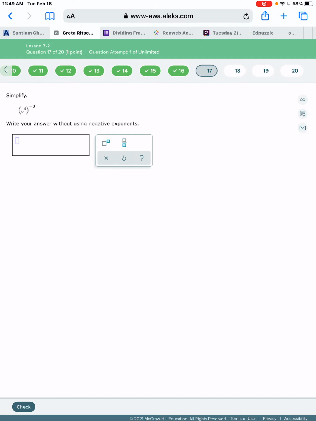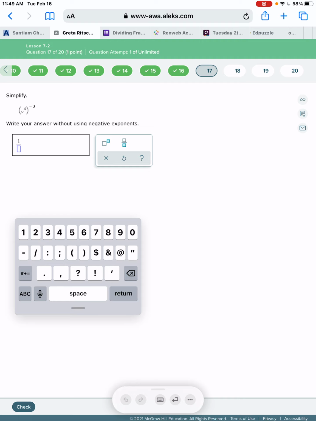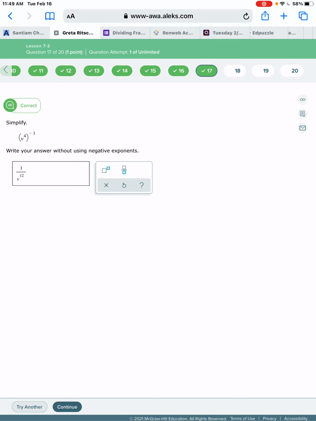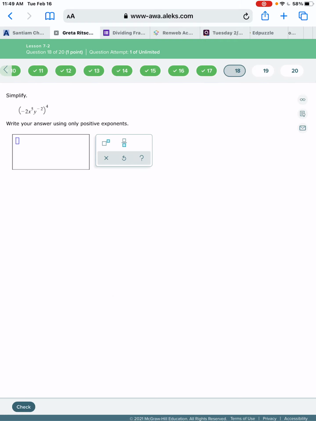All right, v to the 4th to the negative 3. We are going to multiply those numbers to get v to the negative 12. v to the negative 12 is the same as 1 over v to the 12th. We're just going to put him down there where he is happy, so we can write it without using negative exponents. There's nothing wrong with negative exponents, but you're often asked to write it without, partly probably to just prove you know what that means.